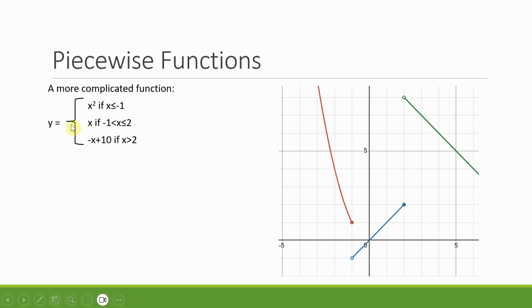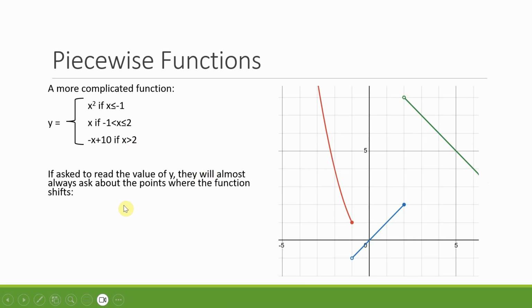Then we have y equals x, so just a regular old line with a positive slope of 1. At negative 1 is less than x. Notice there's no "or equal to," so that's the hollow dot. And x is less than or equal to 2, so I have a solid dot. And finally, this green one here, y equals negative x plus 10. That's just a regular old line with a negative slope at x is greater than 2. So notice it's greater than, so this is going to be hollow, not solid, because there's no "or equal to."